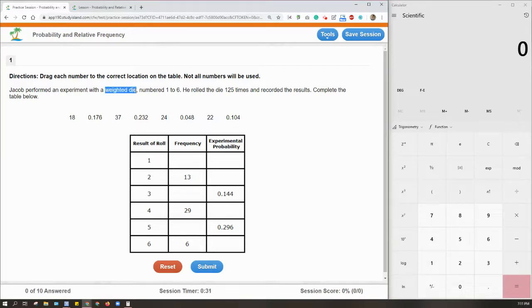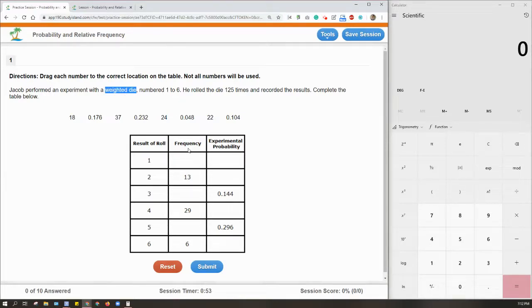A die, the thing you roll when you're playing board games, is supposed to be evenly weighted so that all the numbers have the same probability of showing up. But if the die is weighted, that means that maybe one side is heavier than another side, so it's more likely to land on that side and show a certain number more often than 1 out of 6 times.